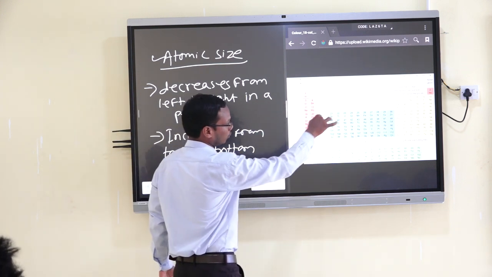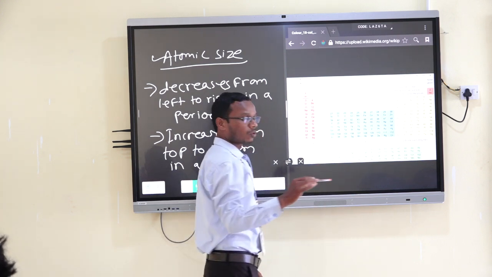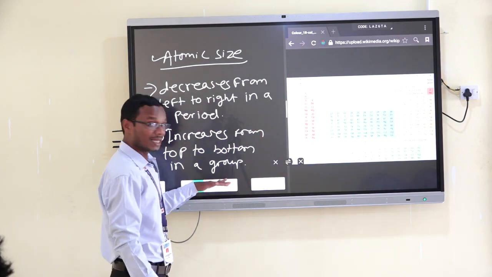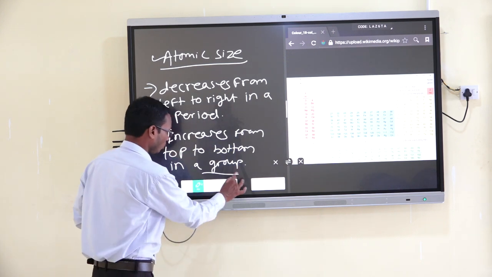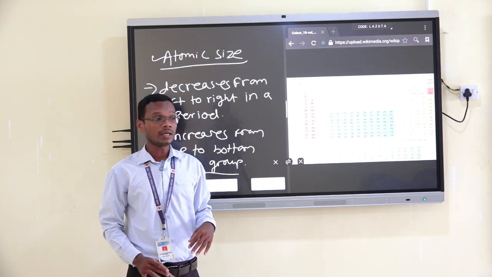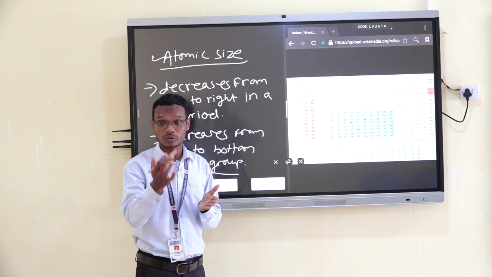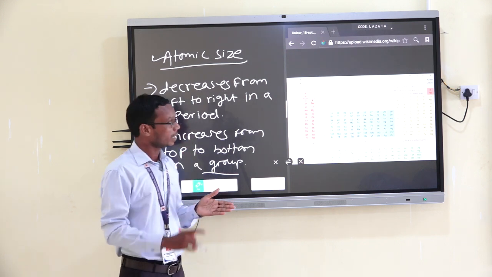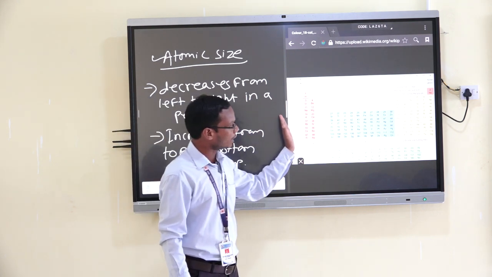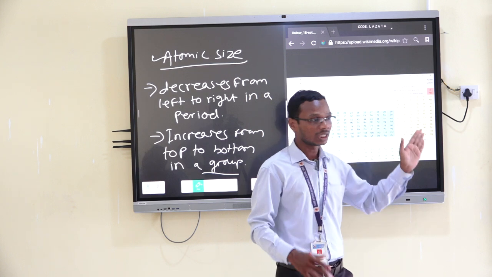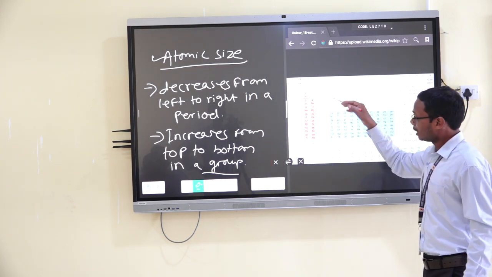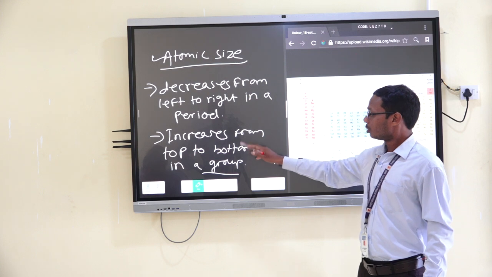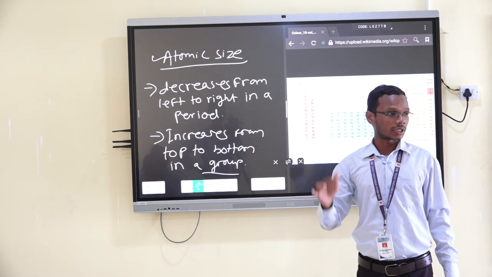If you consider any group, there are 18 groups, size increases from top to bottom in a group. Due to why? Due to addition of a new cell. So the important reason is, left to right it decreases due to increase in nuclear charge, nuclear force, and top to bottom it increases due to addition of a new cell.